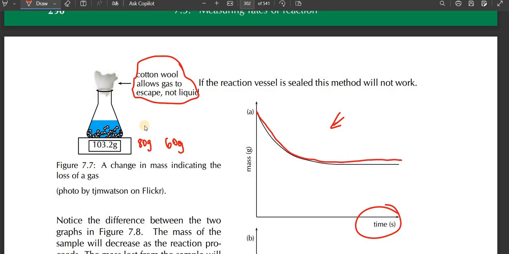This is because the amount of reactants in your glass beaker, or in your vessel, is decreasing because the reactants form the product.